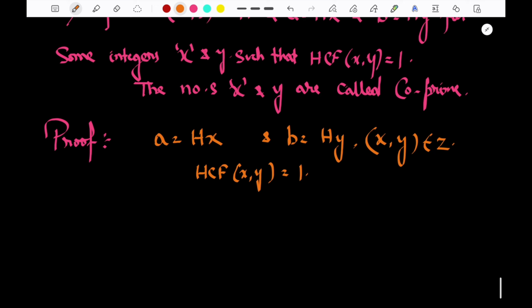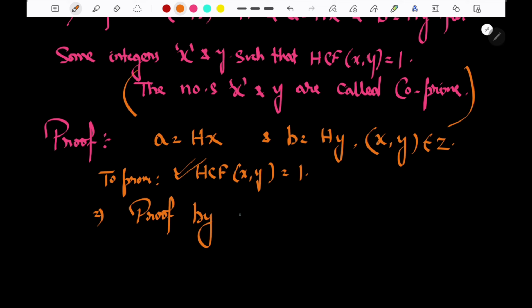So how do we do this? Actually this is an extra statement that numbers x and y are called co-prime. Of course co-prime means the HCF is 1. But how do we prove that HCF of x comma y will always be 1? That is to prove. So instead we can do one thing: prove by contradiction. We can use proof by contradiction.